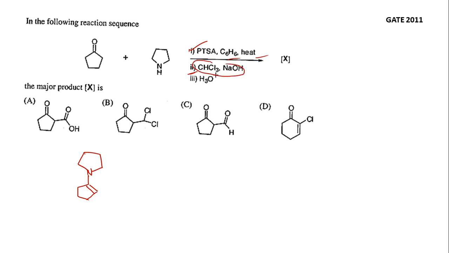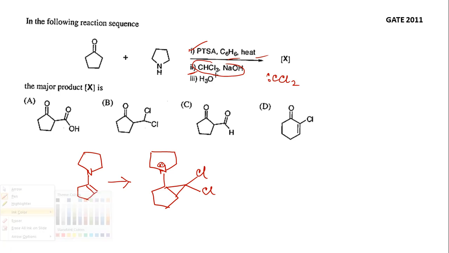Now this reagent combination will generate CCl2, and we have a C=C double bond. So what will happen here? A 3-membered ring will be formed, with Cl, Cl. Next, this lone pair makes a C=N double bond. Now let me do numbering: 1, 2, 3, 4, 5, 6. So here the 1,5 bond will be broken. Between 6 and 5 there will be generation of a new bond and one Cl will be removed.